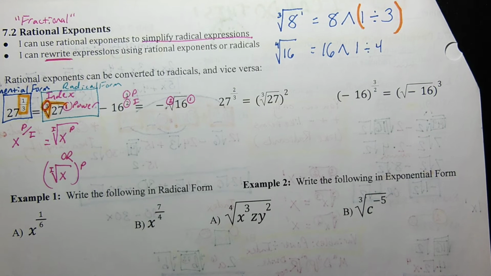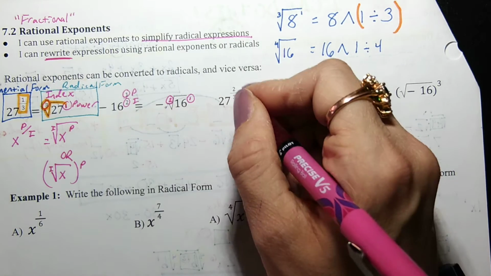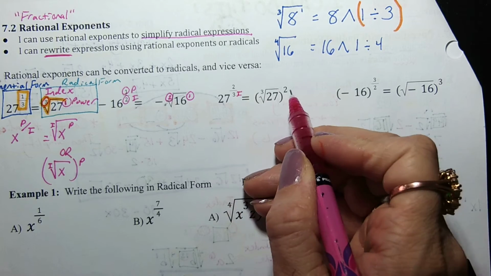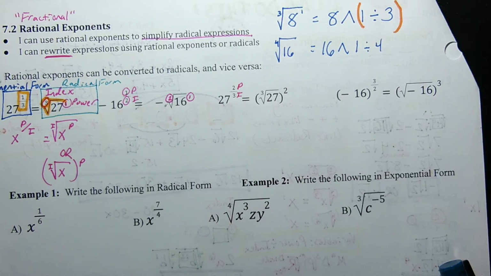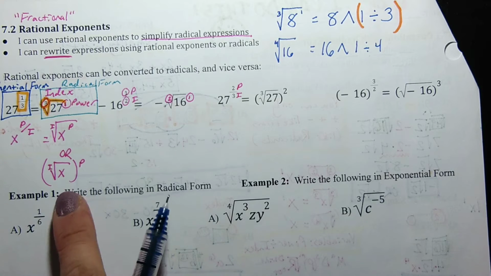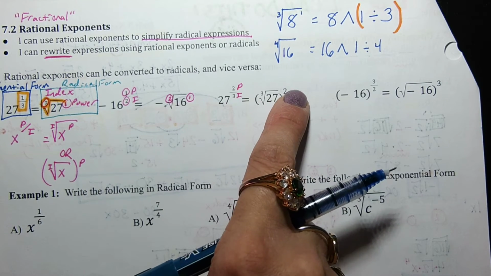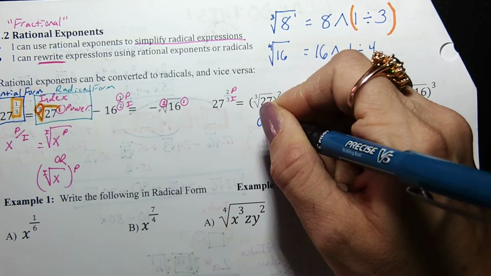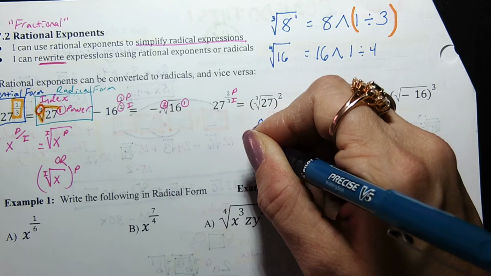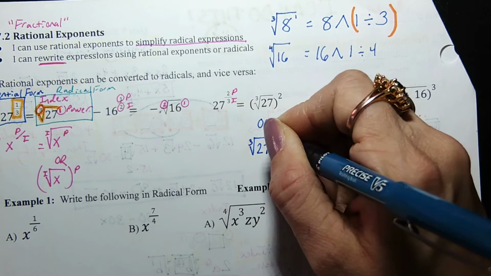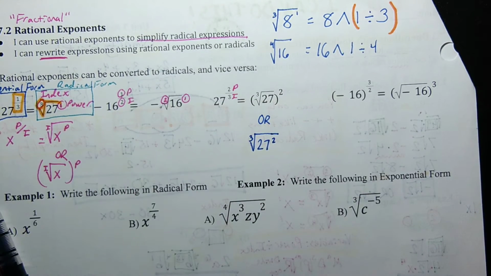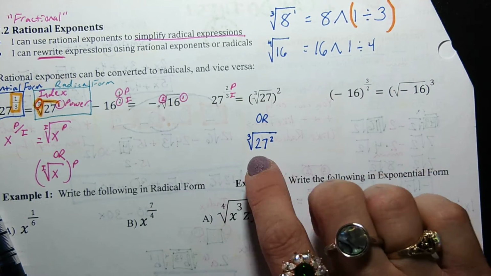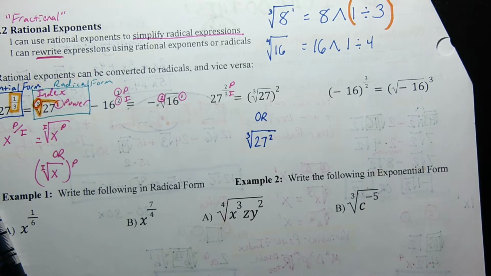Now looking at this one, I've got 27 to the 2/3 power, so that means the index of my radical, or the root, is a cube root, and the power of the 27 is 2. And as I mentioned over here, you can associate that squared on the outside or on the inside. So taking the cube root of 27 squared is the same as taking the cube root of 27, is the same as taking 27 squared and then the cube root of it.